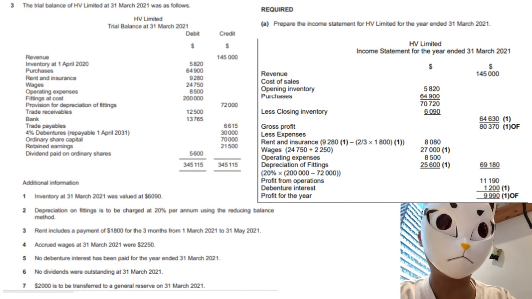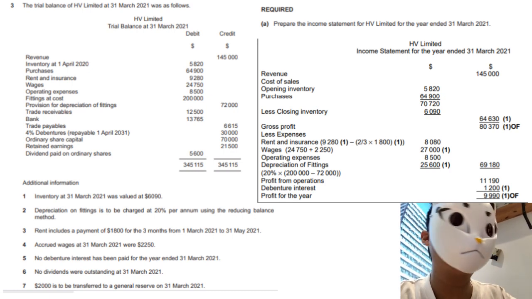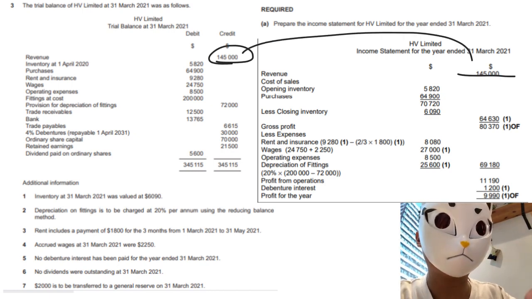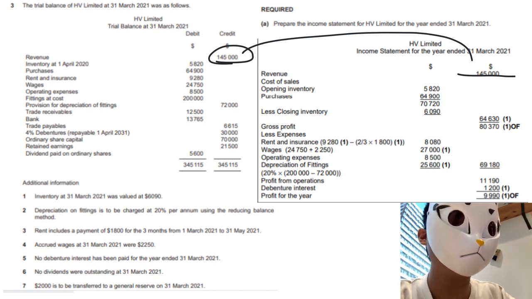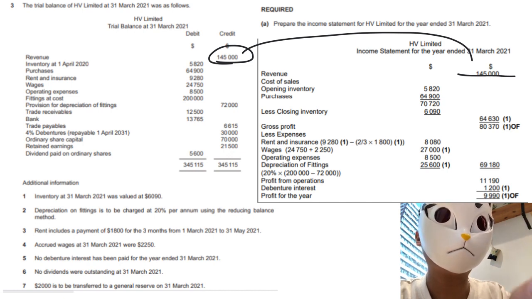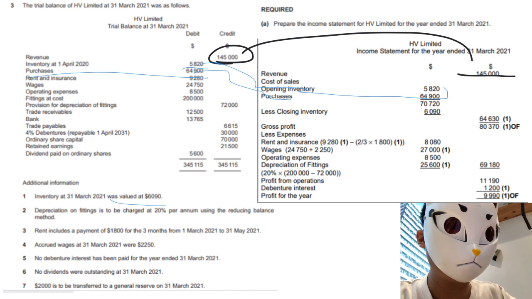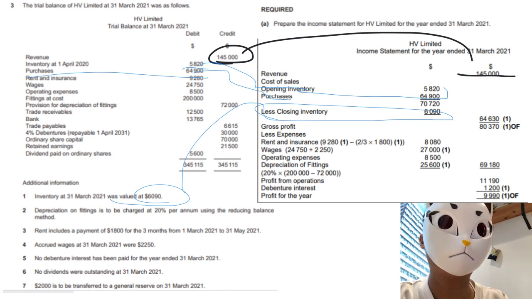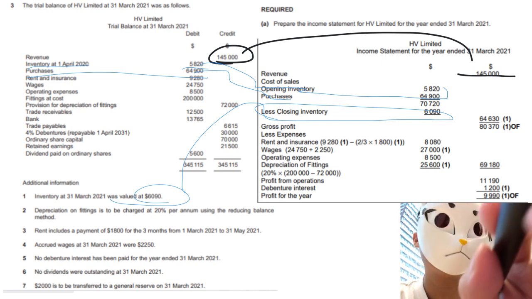Question 3 is a limited company, and we have to prepare the income statement for part A. So let's take a look at how we do it. First, of course, we will start with revenue. For the cost of sales, there are several components, including opening inventory, then purchases, and the closing inventory. So then you will have the cost of sales and the gross profit. Quite straightforward. And for the expenses, there are some adjustments you need to be reminded of.